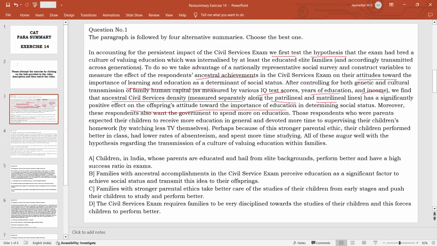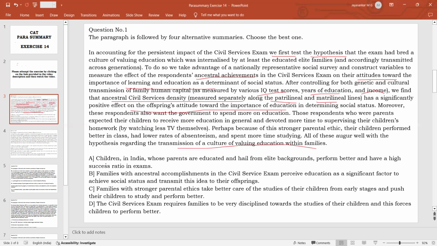So all these things point to the hypothesis regarding the transmission of a culture valuing education within families. All these things that came out of the survey have actually augmented or supported the hypothesis that the civil services exam is giving people a sense of importance about the value of education. So this is the meaning, and it is transmitted from one family to another family, or from generation to generation. Now you have to go to the options.